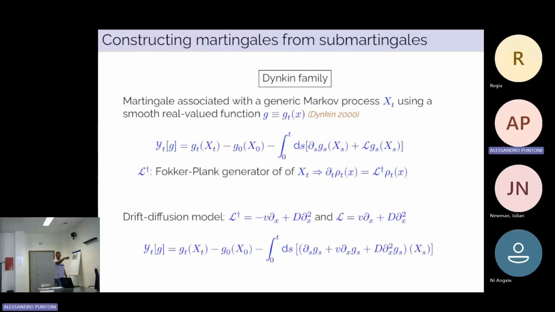Okay, by definition you can prove it. What we do, we know that this L dagger is the Fokker-Planck generator of your x. In our case, in the drift diffusion process, we know what the Fokker-Planck generator is. We just apply it here, and we get this. So this is our martingale.